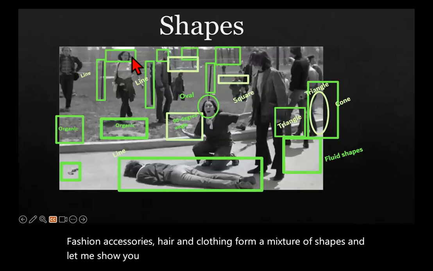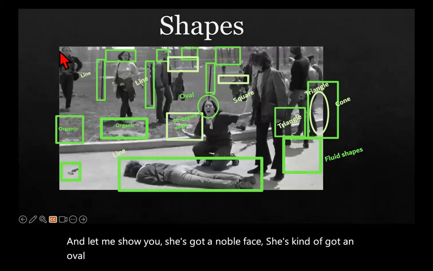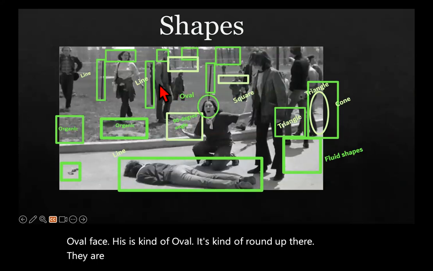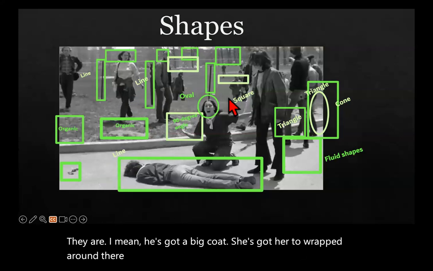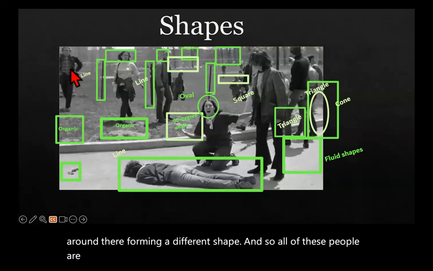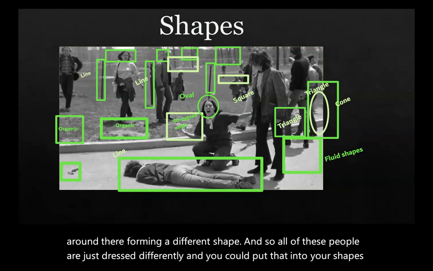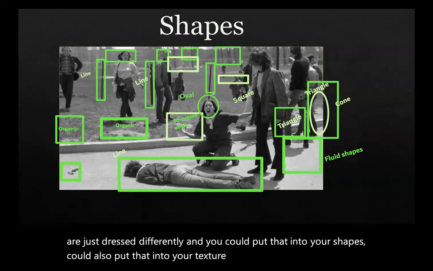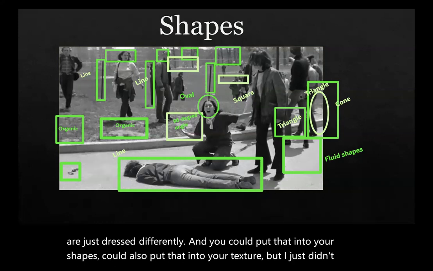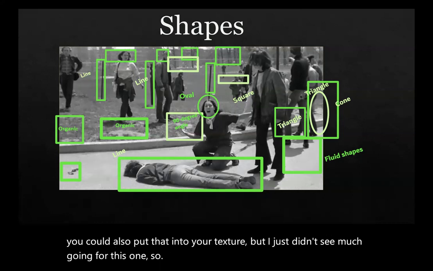She's kind of got an oval face. His is kind of oval. It's kind of round up there. He's got a big coat. She's got hers wrapped around there, forming a different shape. And so all of these people are just dressed differently, and you could put that into your shapes. You could also put that into your texture. But I just didn't see much going for this one, so not in this picture.